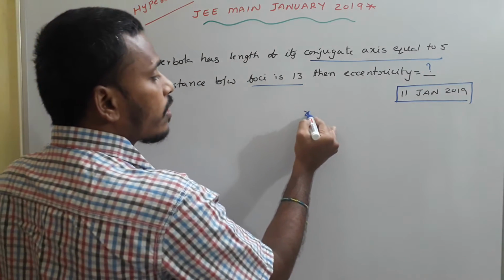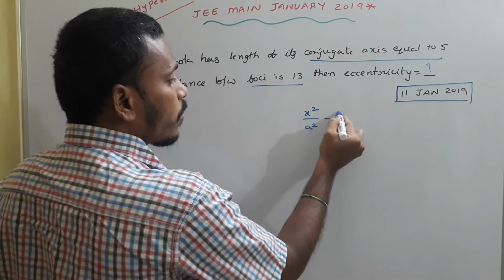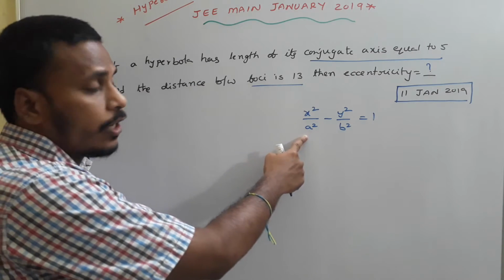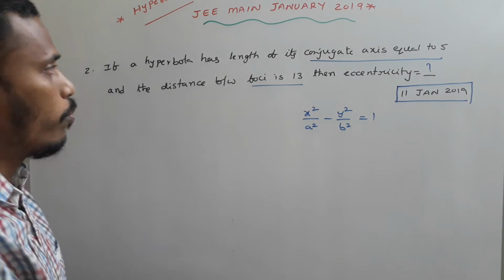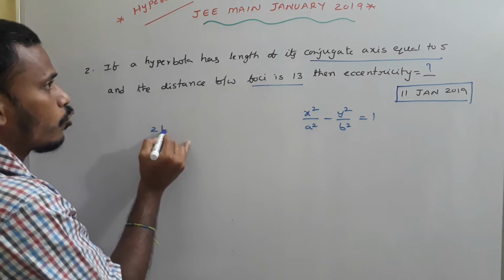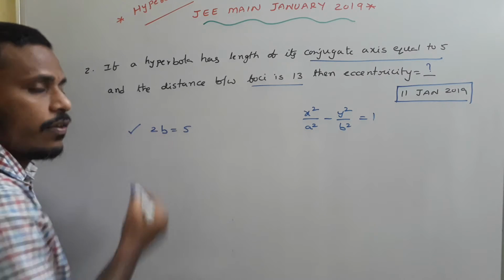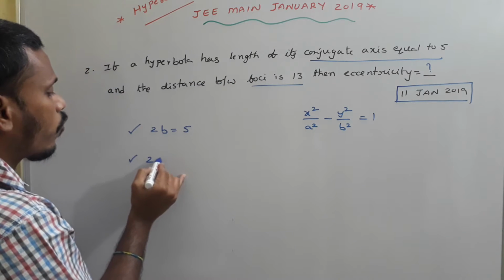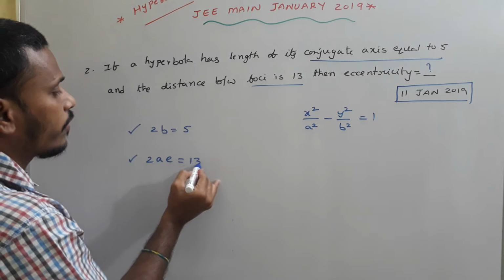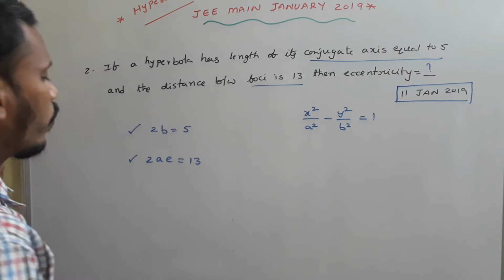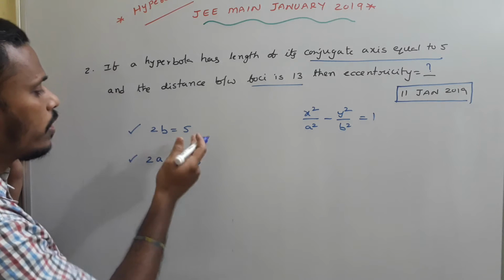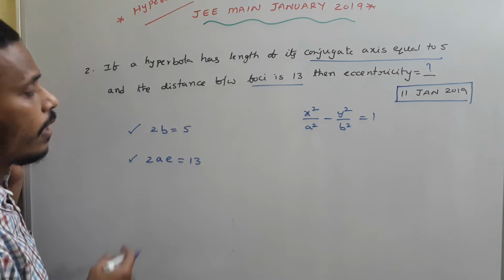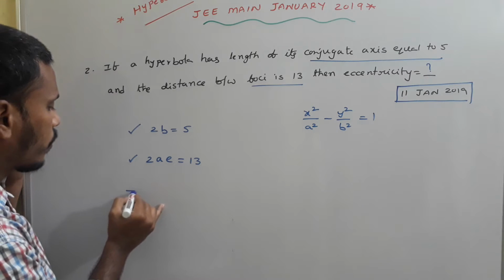When you think about the standard hyperbola, x square by a square minus y square by b square is equal to 1, the transverse axis corresponds to a and the conjugate axis corresponds to b. Length of the conjugate axis is 2b, so 2b is equal to 5, as given. And the distance between foci is 2ae, and that is given as 13. Our task is to find the eccentricity. So 2b is 5, and we have 2ae equal to 13. We need to calculate the e value. So what do we do?